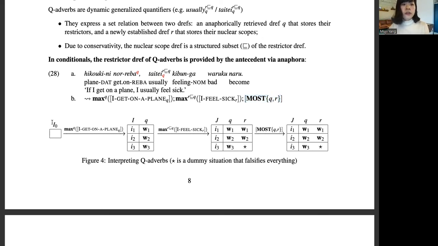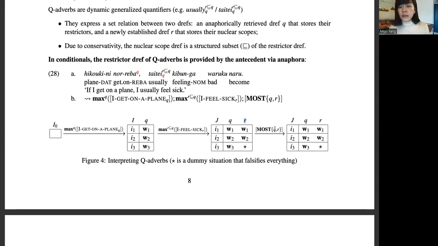So again, if we start from an info state without anything, we will first of all store into Q the situations where I get on a plane, let's say W1, 2, 3. And then we will store into R a set of worlds where I feel sick. Let's just say I only feel sick at W1 and 2.